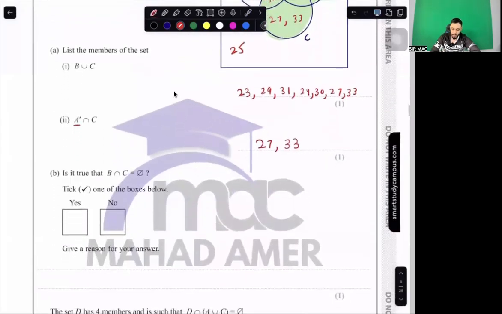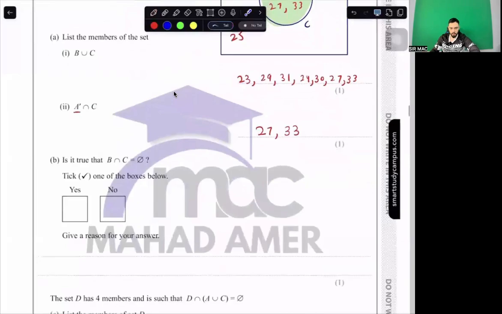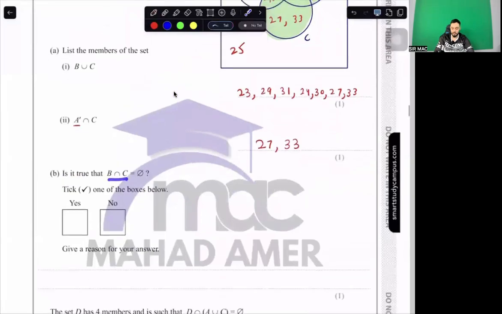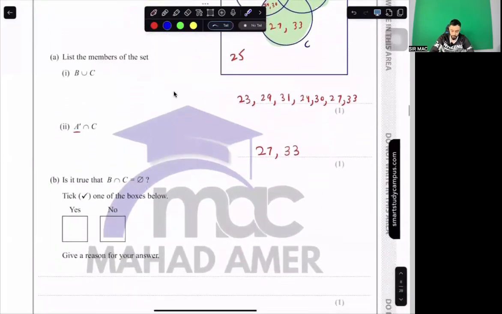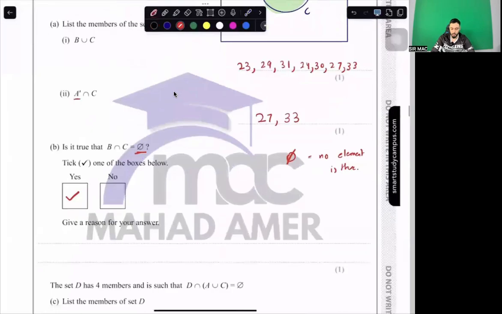Now this is a good part. They're asking whether it is true that B intersection C is a null set. That's true, there's nothing in there. So B and C is a null set, yes, it's true. This is the symbol for a null set, which means no element is there. Now, give a reason for your answer.